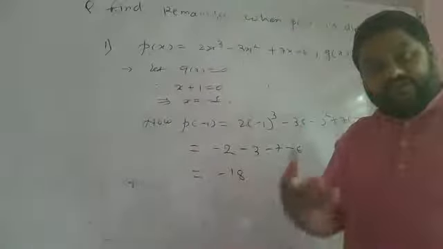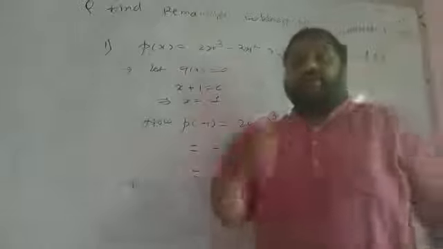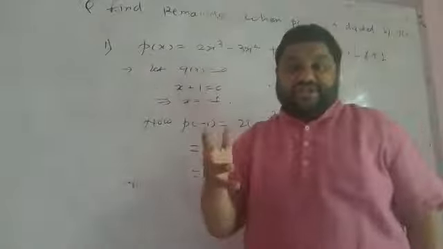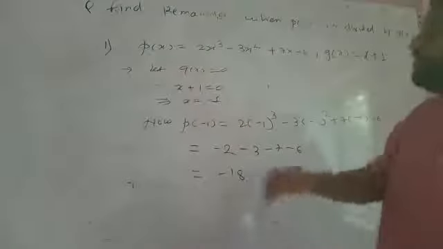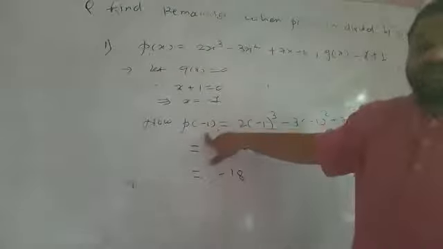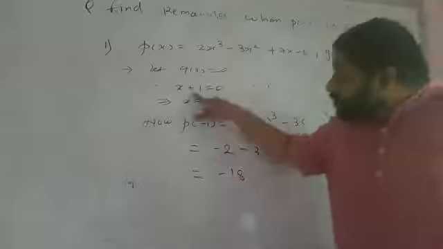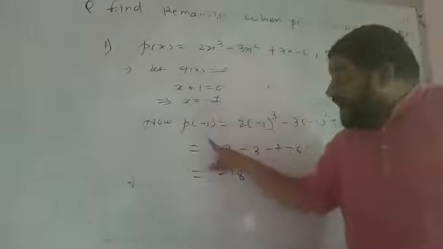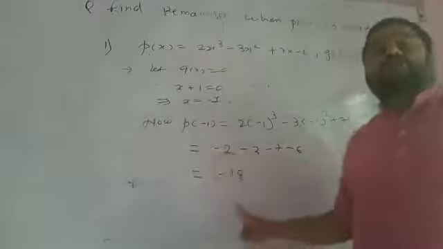In this way we have found the values of the polynomial when the values of x are changing. Same way we are going to find P of minus 1. Why P of minus 1? If you equate x plus 1 equal to 0, the value of x is minus 1. And this P of minus 1 gives you the remainder.